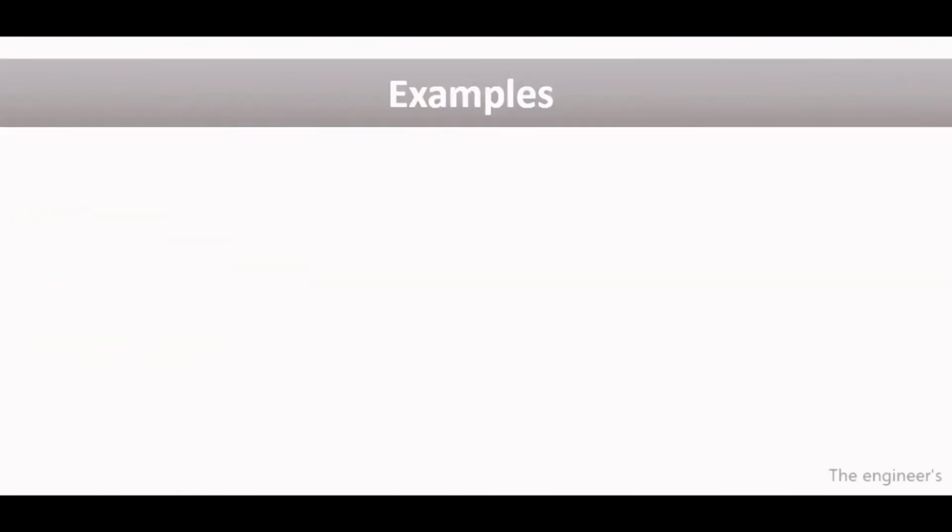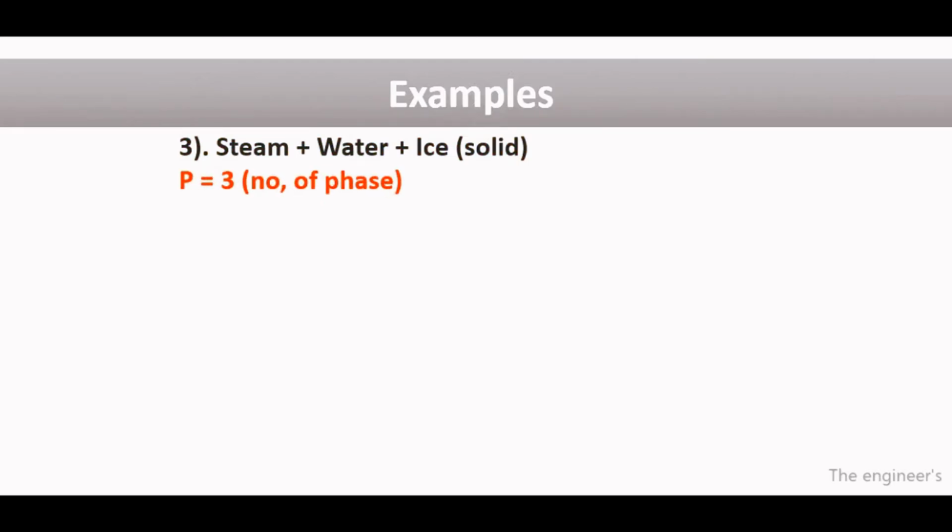So the next example is, consider we have steam plus water plus ice. So now tell me how many phases we have. Obviously we have 3 phases, that is steam plus water plus ice. So P is equal to 3. Now tell me how many components we have. Steam, water and ice are all made of H2O. That means we have one component, that is C is equal to 1.